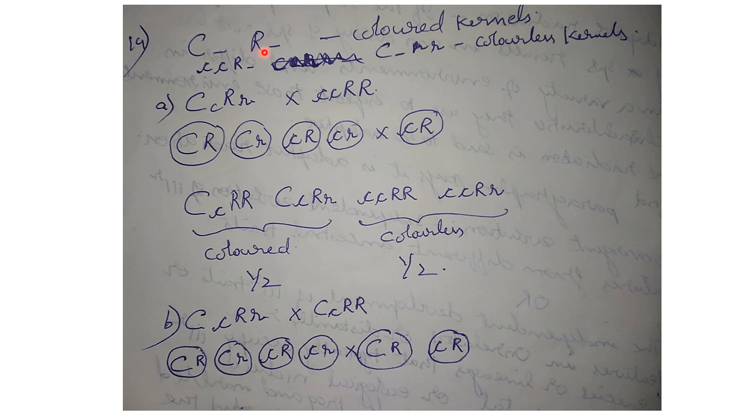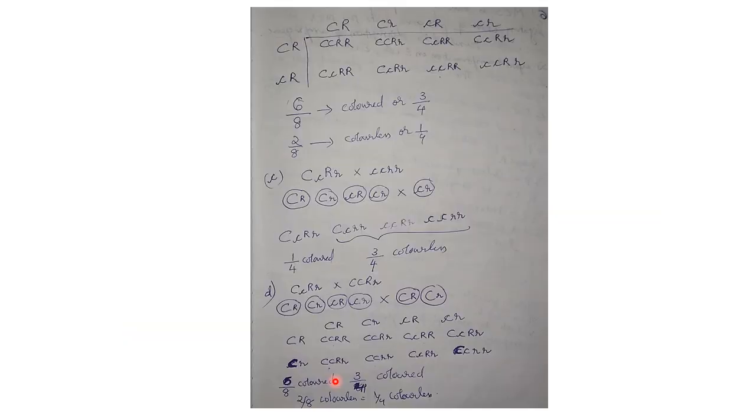So capital C and capital R result in colored kernels. Small c capital R, and capital C small r will result in colorless kernels. And these are the options. Here you can see that there are 3/4 colored and 1/4 colorless in the case of option B, then 1/4 colored and 3/4 colorless in the case of option C, and in option D it is 3/4 colored and 1/4 colorless. So you can go through that.